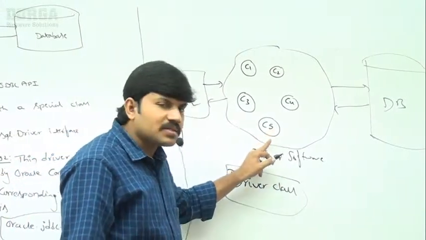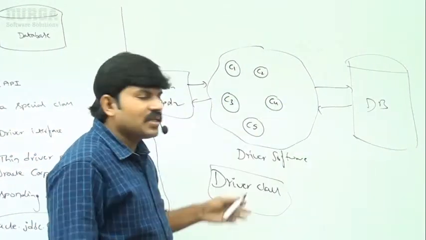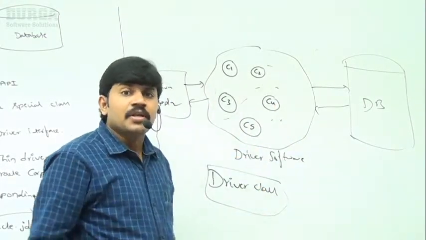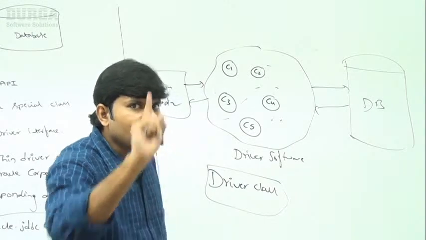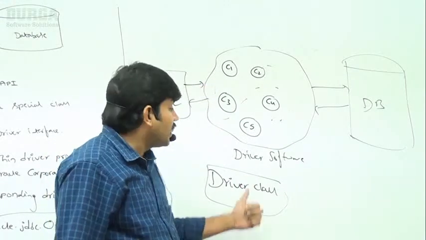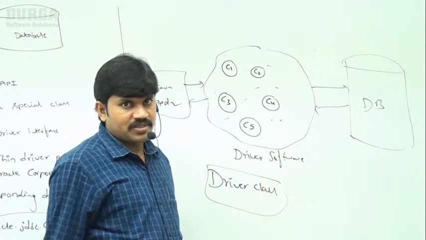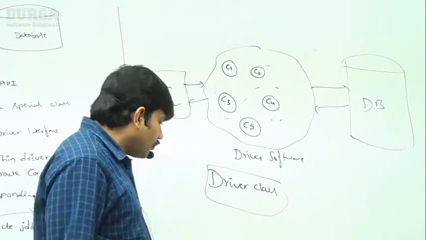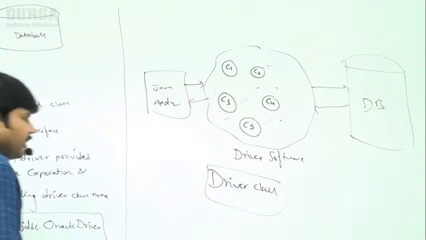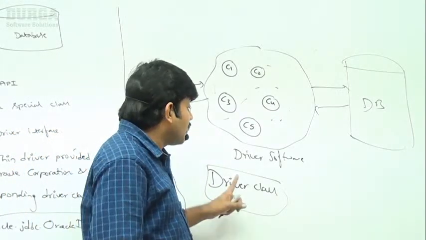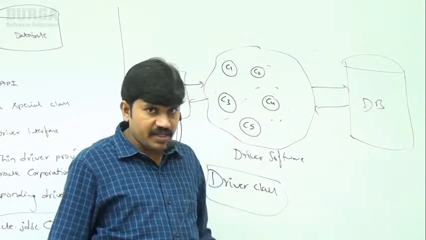In the driver software, there are multiple classes, assume there are a thousand classes. Among all, there is one special class. That special class is nothing but one driver class. Everyone can understand, right? That's why I can use the word: every driver software can be identified with a special class. That special class is nothing but one driver class. Clear for all of you, right?